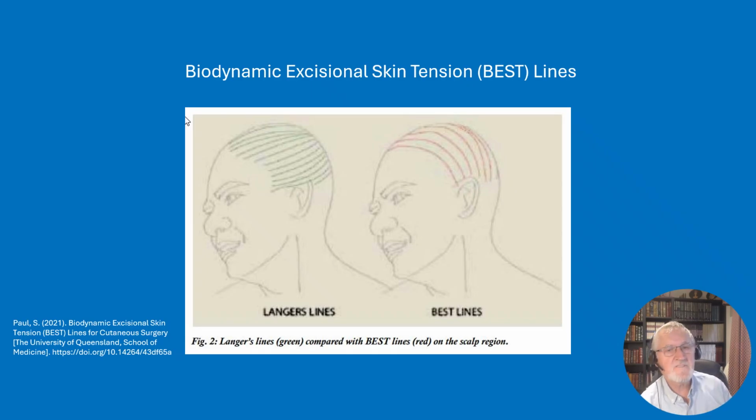Interestingly, the effect of removing tissue on the scalp is such that Langer's lines and BEST lines are orientated at 90 degrees to each other. You can see that Langer's lines on the left are in the sagittal plane, while BEST lines on the right are in the coronal plane.